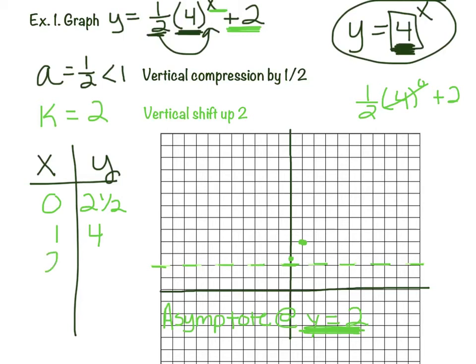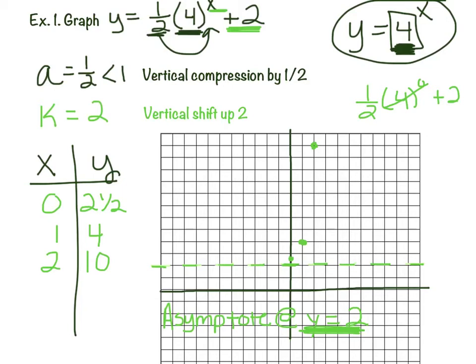You could plug in a 2. Half of 4 squared. 4 squared is 16. Half of 16 is 8, and 8 plus 2 is 10. So we have a point at (2, 10). And that's as high as I can go on here. So that gives me enough to show me what the graph's doing on the right.